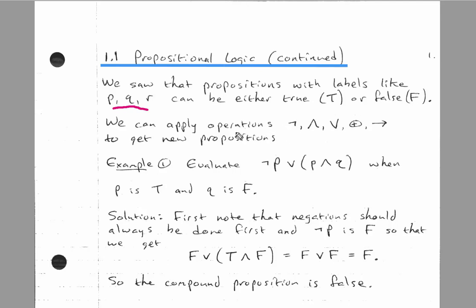Okay, and then we looked at last time the different operations. So we have negation, and we have the conjunction and, disjunction or, and we have the exclusive or, and implication. Alright, so these let us combine propositions in different ways to get new propositions.